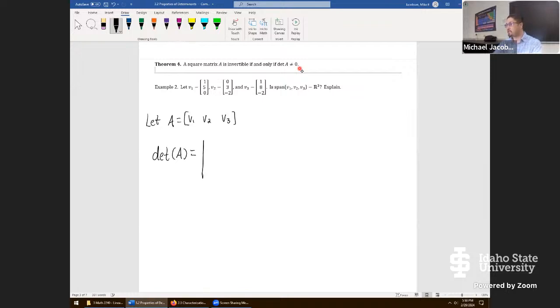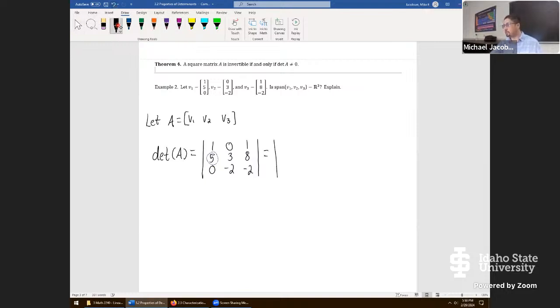Determinant of A, we indicated A goes V1, V2, V3, so it'll be 1, 5, 0, 0, 3, negative 2, 1, 8, negative 2. And we could do this determinant as normal, but honestly, if there's a tool that can make this faster, we might as well use it. Let's try to eliminate that entry right there.